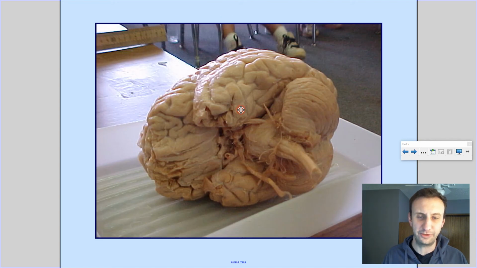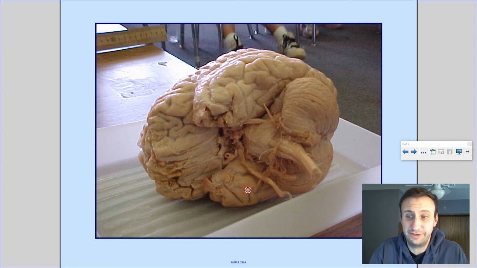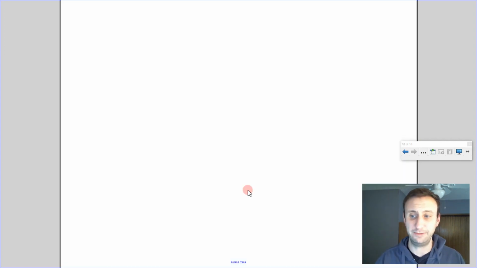So this is what a brain looks like. This is, I think, a sheep's brain or something. You can actually see, for example, the brain stem right here. And then from there, it's just this bunch of foldy, fatty stuff. And that's what a brain looks like. So there's a brain. Okay.